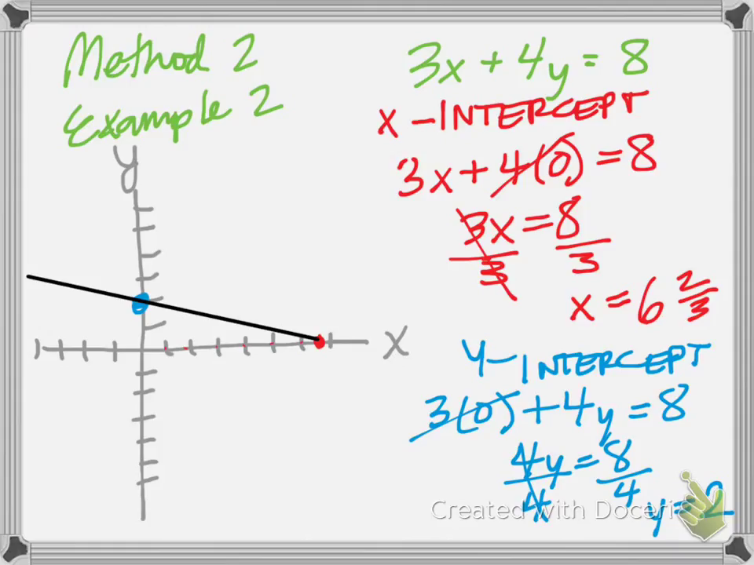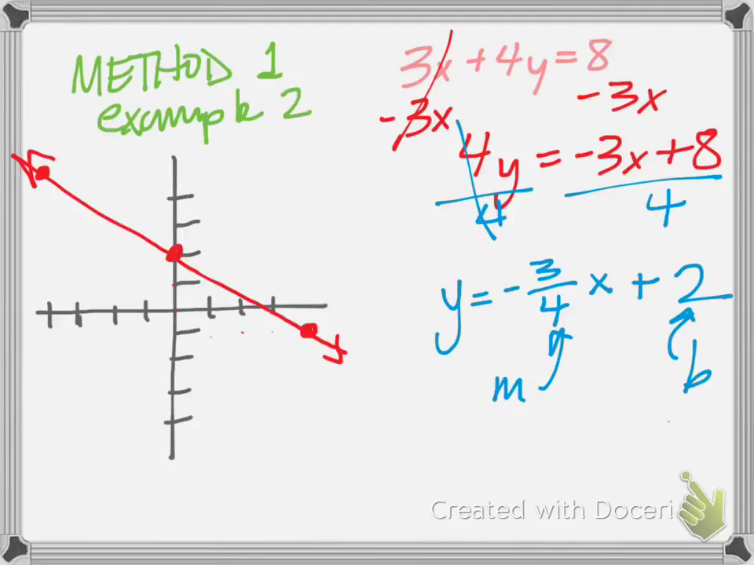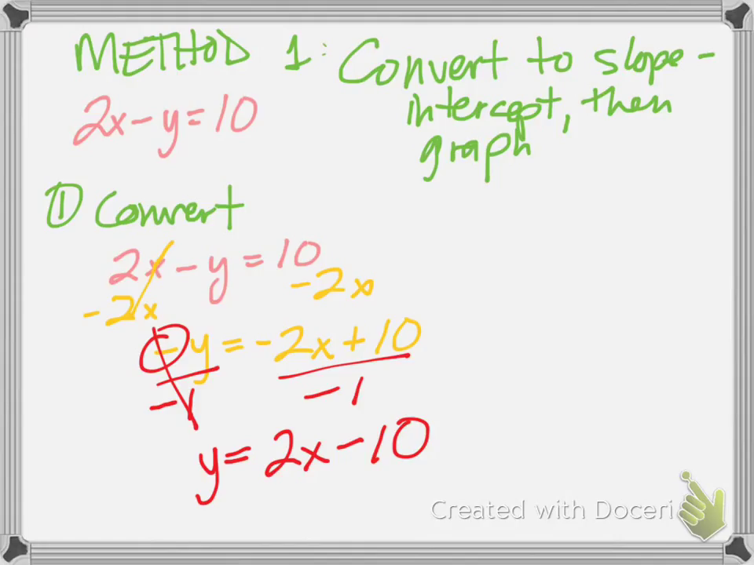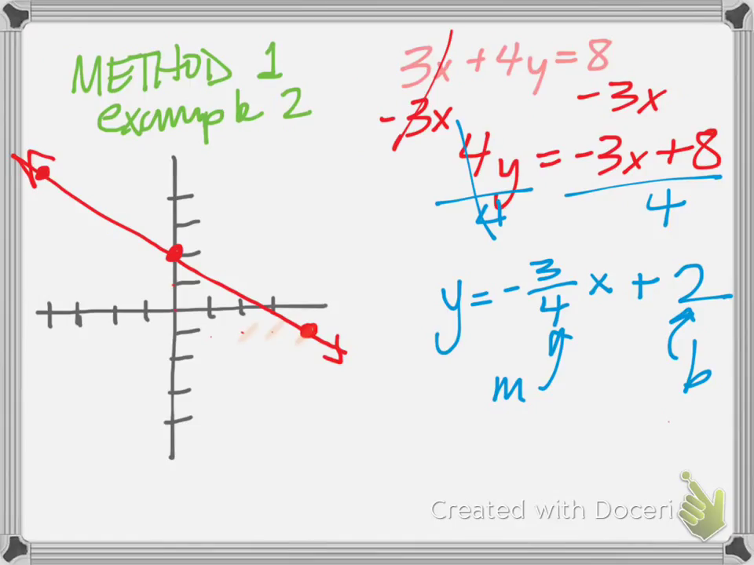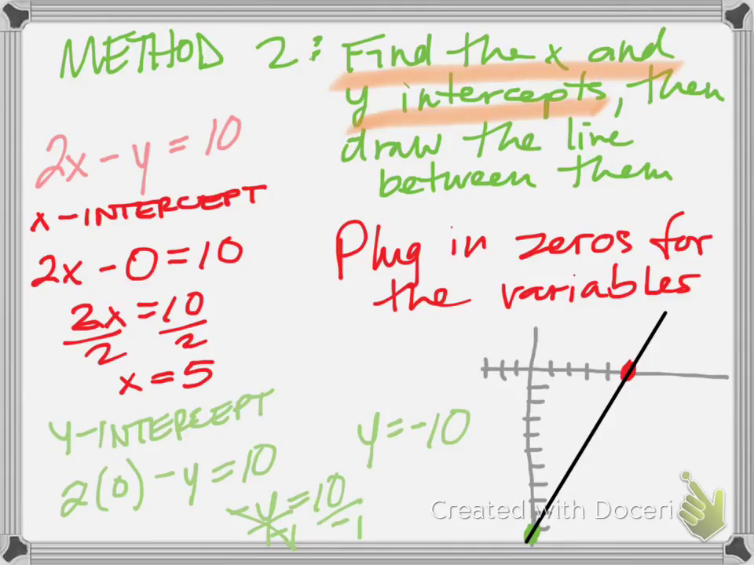And so this is a good time to show where using the x and y intercept method doesn't quite work out so well, because I got a 2/3 there, I had to eyeball that and approximate where the 2/3 was, versus when we did this with slope-intercept in method 1, we didn't have to approximate anything. It went straight through. Alright, so again, method 1, convert to slope-intercept, and then graph. Method 2, find the x and y intercepts, then draw the line between them. So it could potentially be less work.